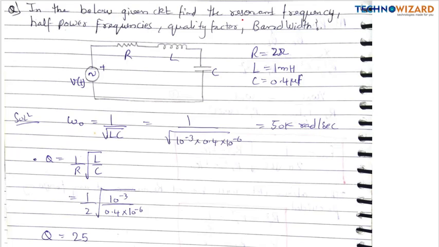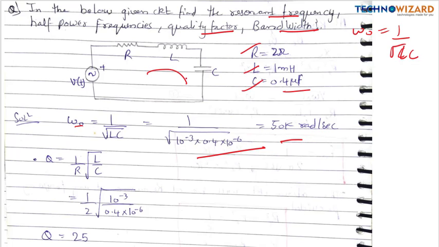Okay, so next, let's take one question based upon the resonance. In the below given circuit, find the resonant frequency, that is omega naught, which is equal to 1 upon root LC. Half power frequencies we have to find, quality factor and the bandwidth. R is given, L is given, C is given. So omega naught is equal to 1 upon root LC, L is equal to 1 millihenry, C is equal to 0.4 microfarad. On substituting the values, you will get 50k radian per second as the resonant frequency.